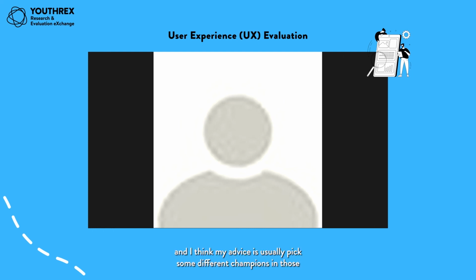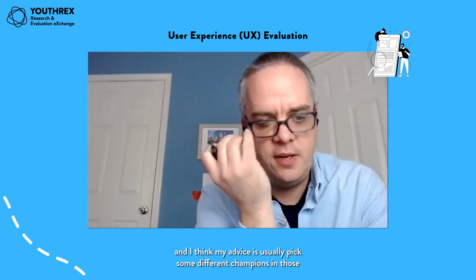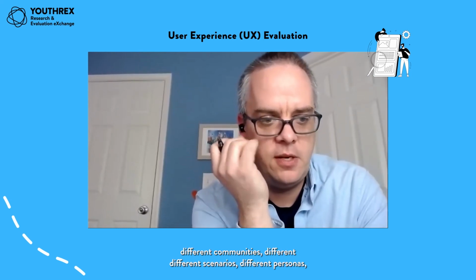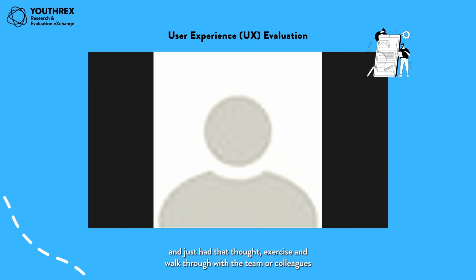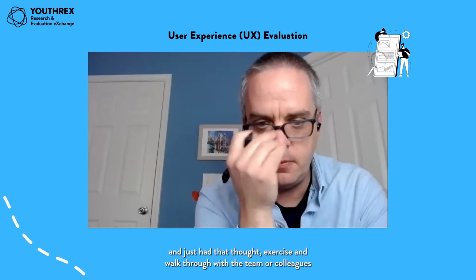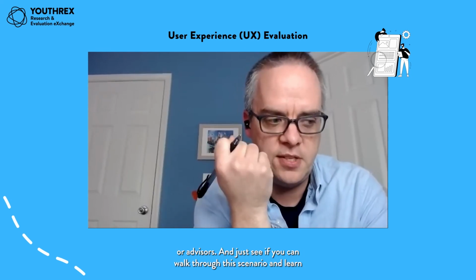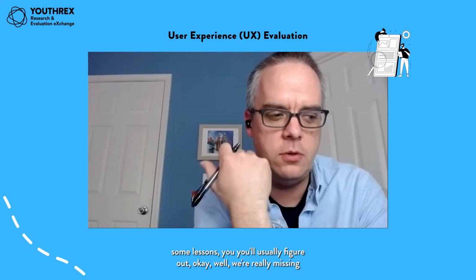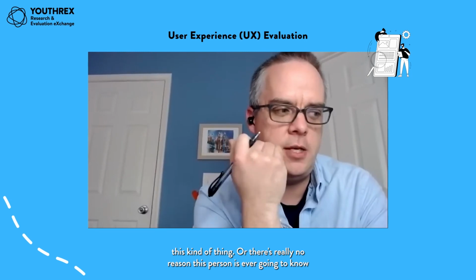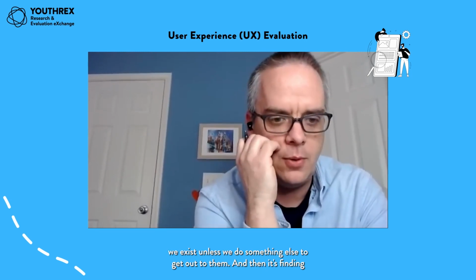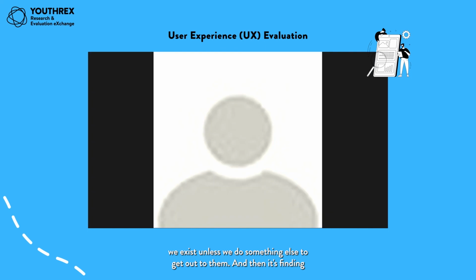My advice is usually to pick some different champions in those different communities, different scenarios, different personas, and have that thought exercise and walk through it with the team or colleagues or advisors, and see if you can walk through the scenario and learn some lessons. You'll usually figure out, okay, we're really missing this kind of thing, or there's really no reason this person is ever going to know we exist unless we do something else to get out to them. And then it's finding connection ways.